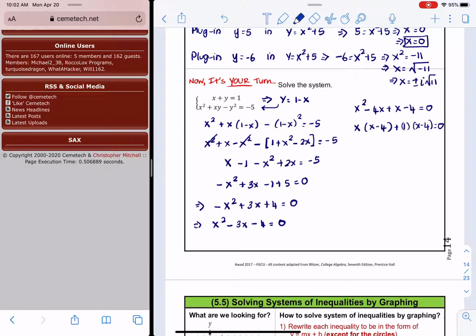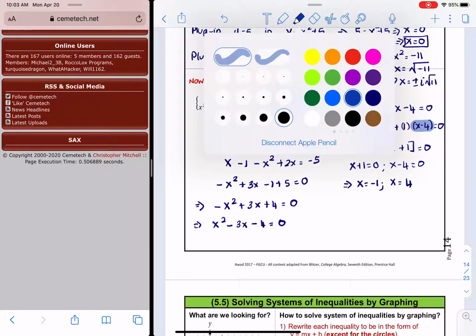And I have x minus 4 in common. So if I pull that out, I have x minus 4 times x plus 1 equals 0. Could set the first factor equal to 0 and the second factor equal to 0. And I would end up getting the solutions as x equals negative 1 and x is equal to 4. I'm going to take those two solutions and plug them in the first equation that I had.